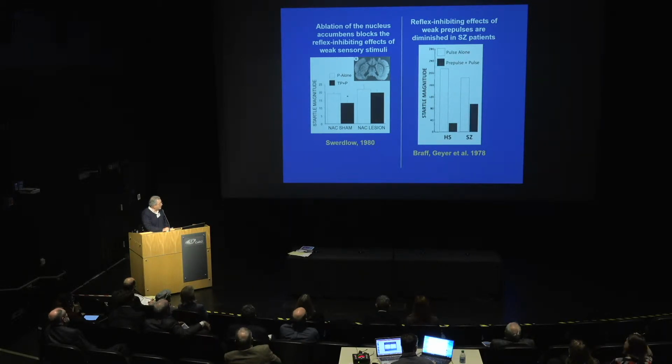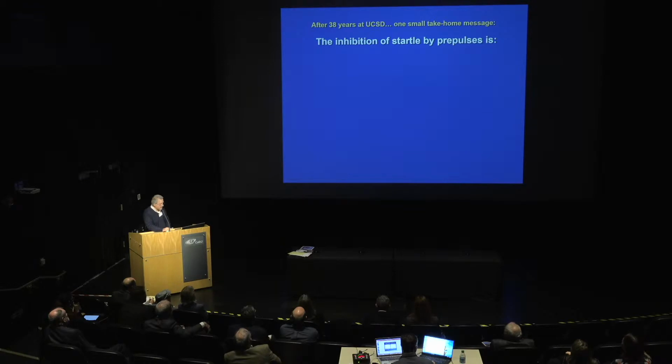And 38 years later, I can tell you that the inhibition of startle by prepulses is impaired in a group of brain disorders. In some cases, it's linked to functional deficits in those disorders. It's used in animal models to predict therapeutics.